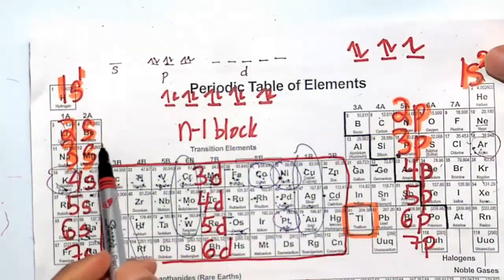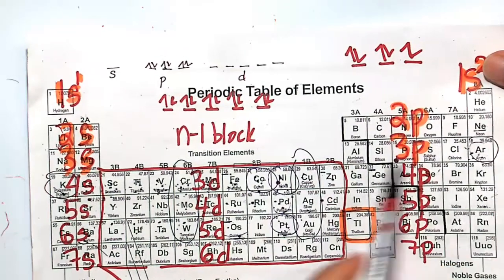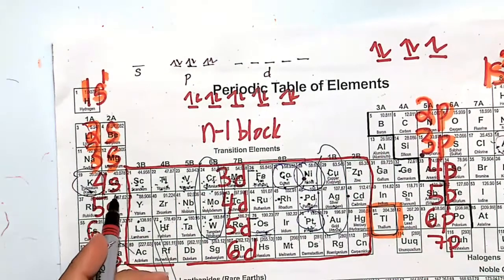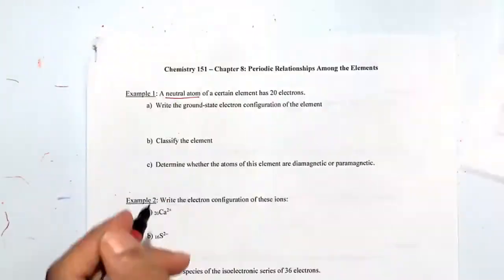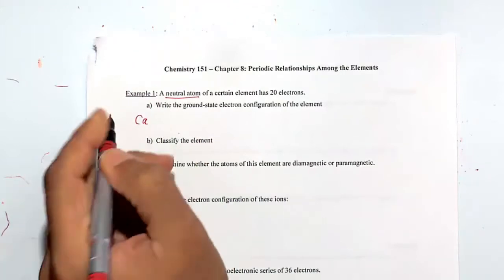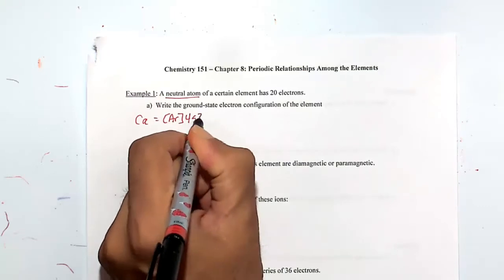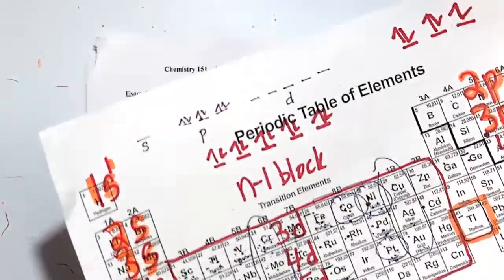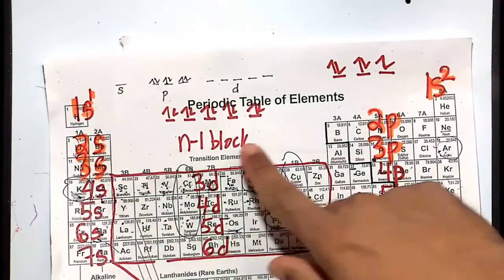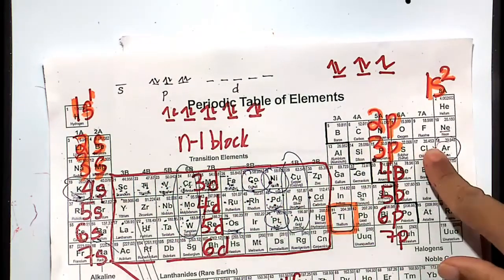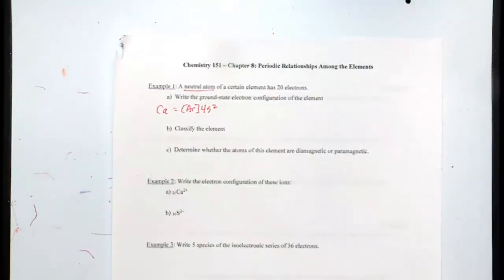It's going to be 1s2, 2s2, 2p6, 3s2, 3p6, 4s2. So it's going to be argon 4s2. So the element here is calcium, and it's argon 4s2. I'm not going to write out all of argon, but if you want to, like I stated before, it's 1s2, 2s2, 2p6, 3s2, 3p6. That's all of argon. I'll just say argon 4s2.